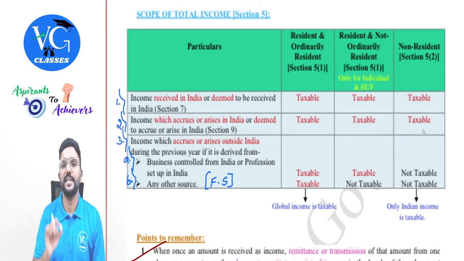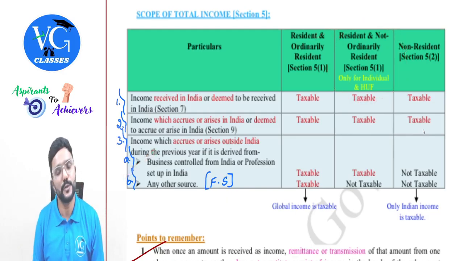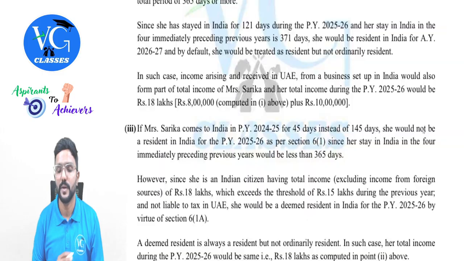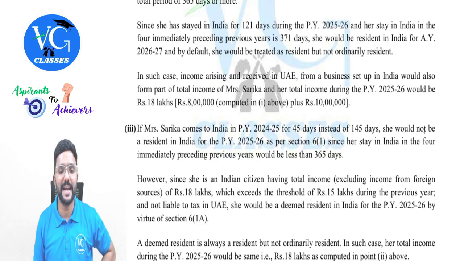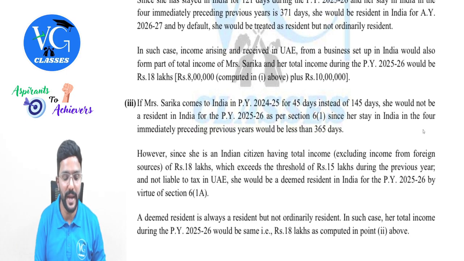In that case, if she is a not ordinary resident, then, sir, will the income from a business set up in India also be taxable for her? Yes, guys, it will be taxable for her. Okay, sir, you can look here. So in such a case, income arising and received in UAE from a business set up in India would also form part of her total income. And our total income during the previous year 25-26 would be 18 lakh.